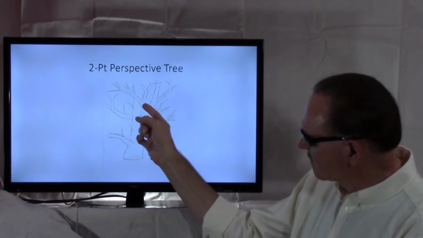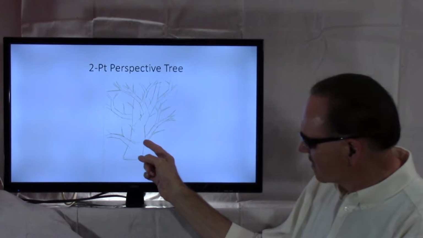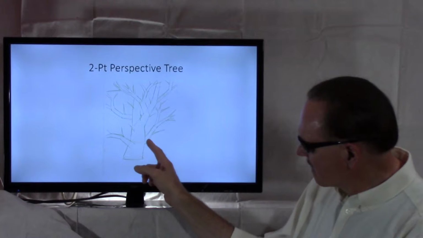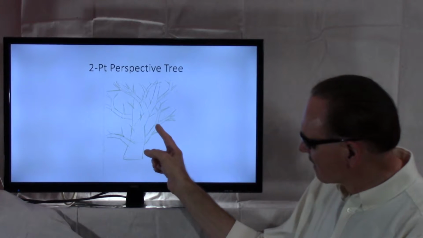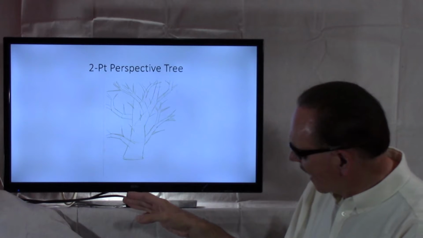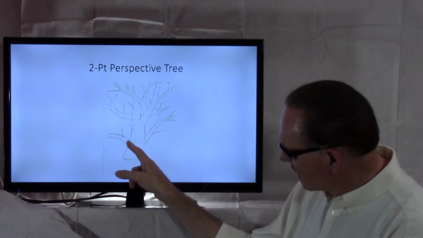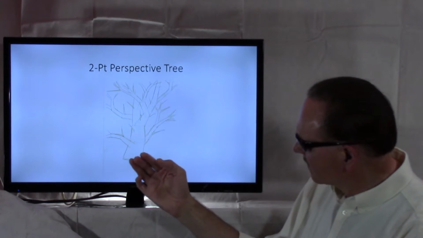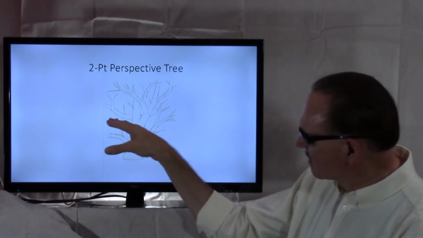This branch comes forward here. This one's toward the back. That's why this line here means that this branch is behind it, just like this line means that this smaller offshoot is further back. This branch, because I erased this line, is coming forward. That one is toward the back.